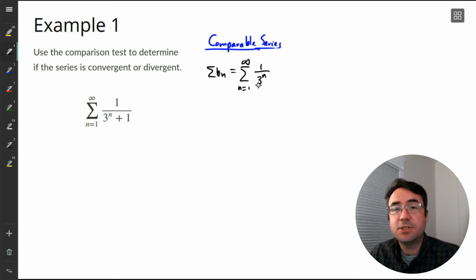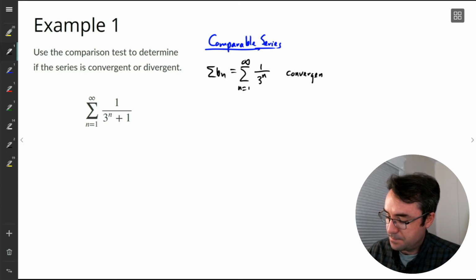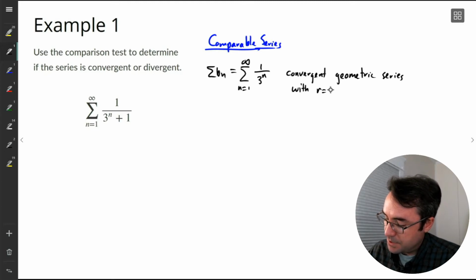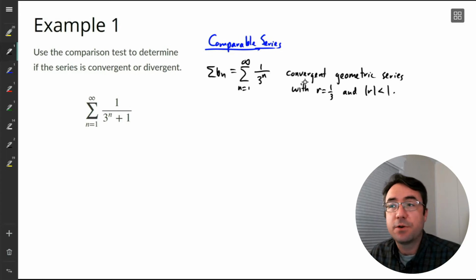And writing this, it is a geometric series. So this is a convergent geometric series. And what's the r value? Well, r is equal to 1/3. And then we state that the absolute value of r satisfies the necessary inequality for this to be a convergent geometric series. We know it's convergent because the r value is 1/3, which, when we take the absolute value of 1/3, is less than 1.